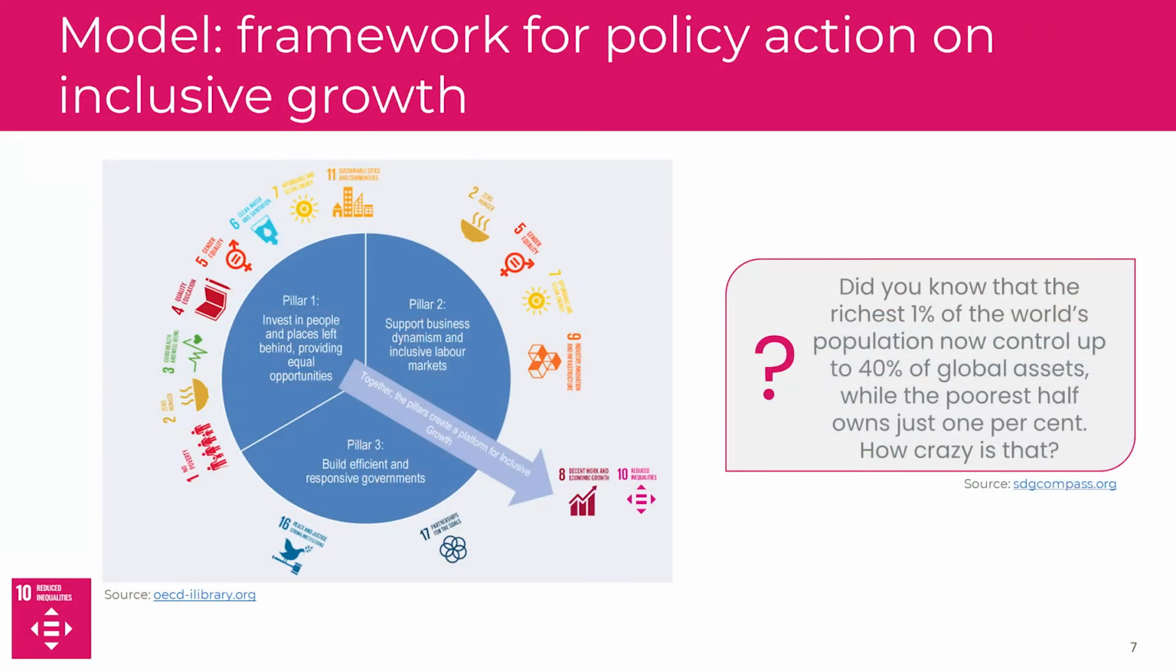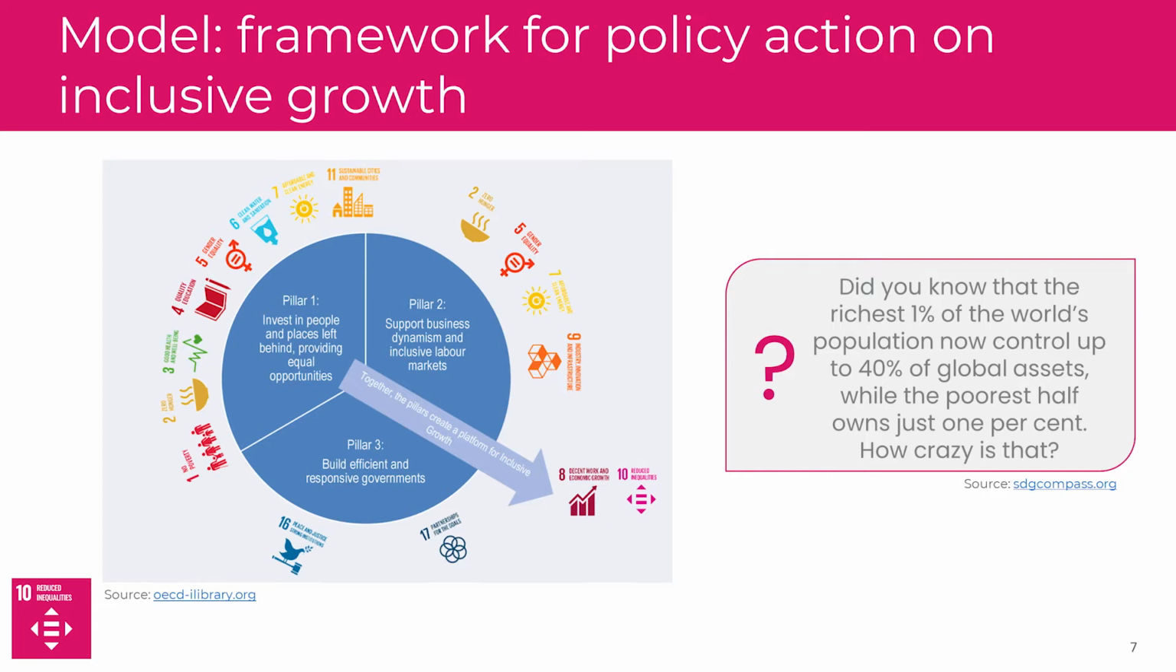What is a framework that will help us to understand the dynamics of policy action on inclusive growth? So on the graphic here, you can see that there's 3 pillars that we're relying on. The first pillar has to do with investing in people and places left behind and providing equal opportunities. And you can see all the SDGs that belong to that pillar, or where contributions would make an impact. The second pillar has to do with supporting business dynamism and inclusive labor markets. Again, you can see the SDGs that have to do with that.